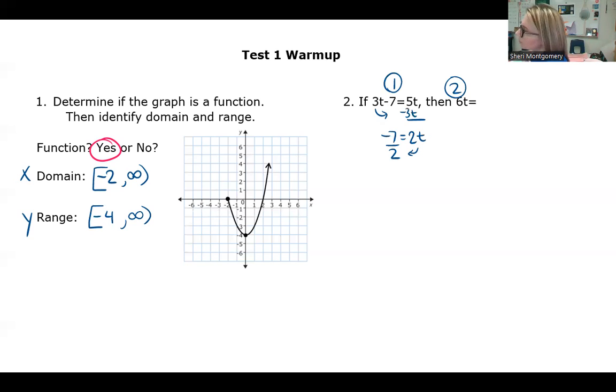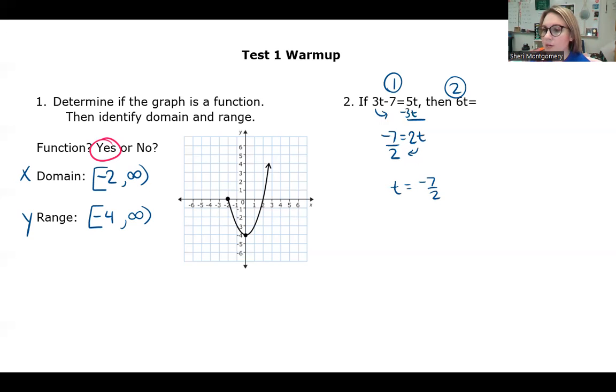Just like this warm-up, on your test, you're going to end up with a fraction. Don't freak out. Your answer is going to work out nicely, but you are going to get a fraction. So bear with me. We see that t is equal to -7 over 2. I know you've got a calculator. Do not type that in.